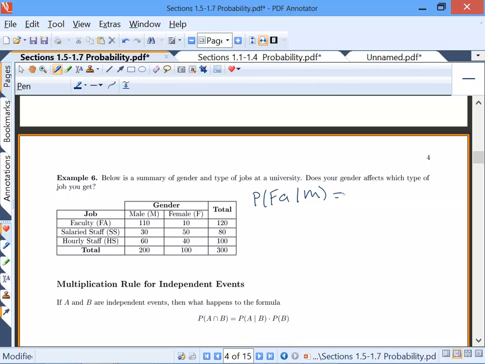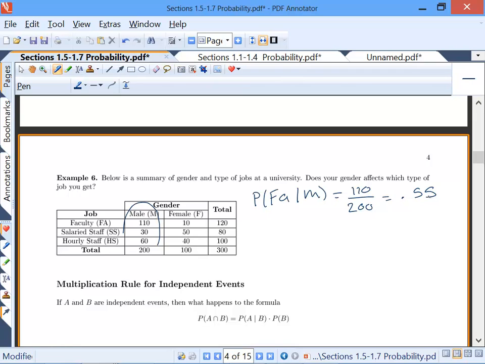Okay. So how many people on the table are males and faculty? 110. And how many total males are there? Since we know that they're males, so we're focusing on the male category, so there are 200 males. So 0.55.